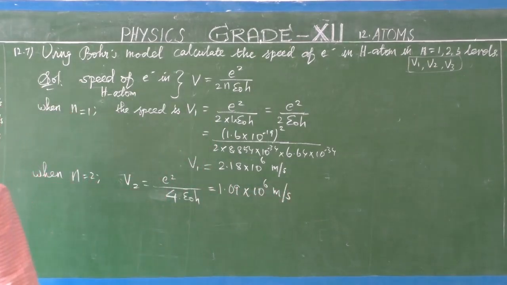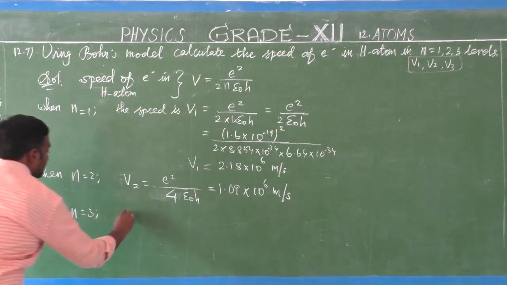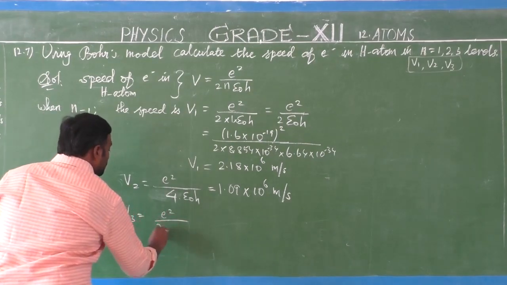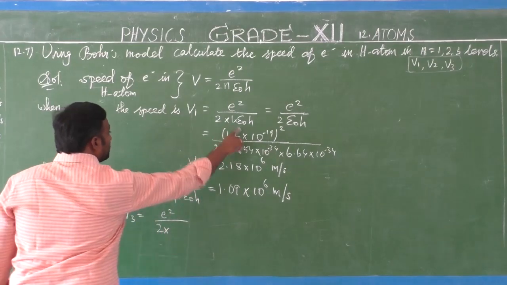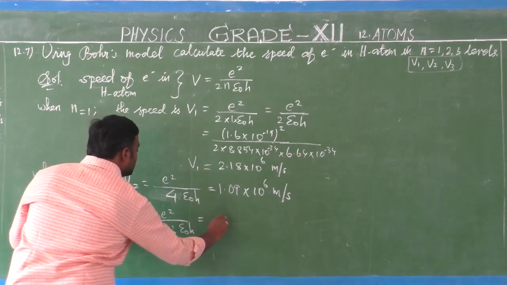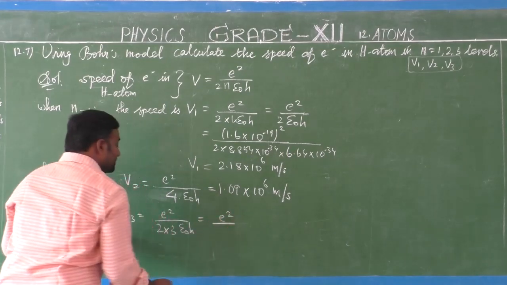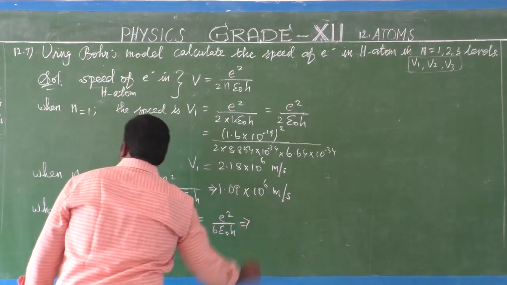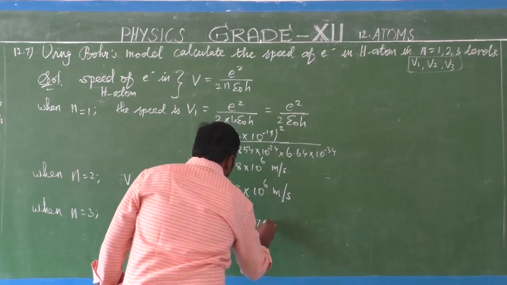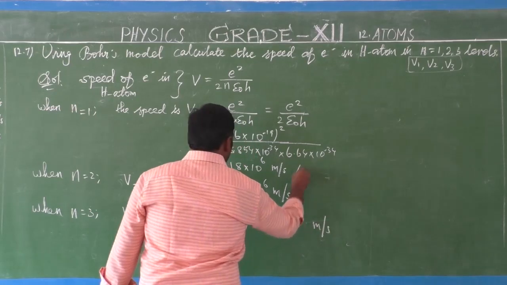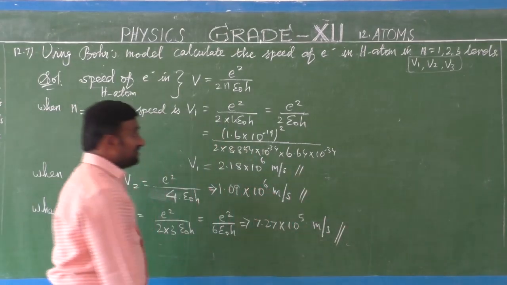Similarly, at the third level, when n is equal to 3, the speed would be e square by 2 into n epsilon naught h. Now n is 3, so 2 into 3 into epsilon naught h, which is equal to e square by 2 threes are 6 epsilon naught h. So the final value would be 7.27 into 10 to the power 5 meter per second. So these are the speeds of an electron in different levels.